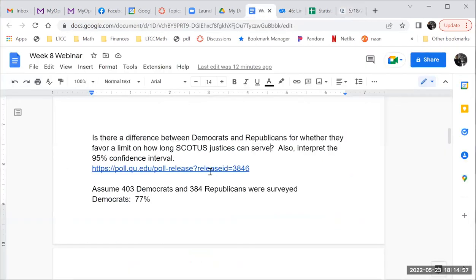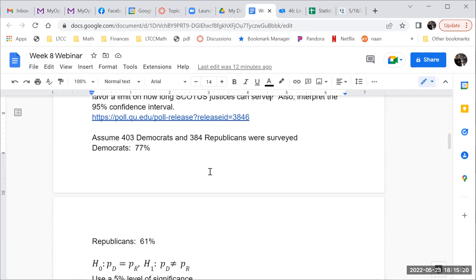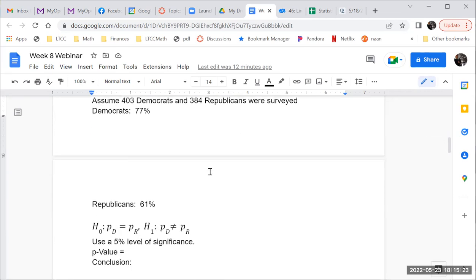Okay, so now we're going to follow the way of doing things. And the way of doing things, what's the first thing you do in doing a hypothesis test? And I'm also going to do a confidence interval for the difference. State the hypotheses. Exactly. We're going to state the hypotheses. And it's going to look a little different than last time because we now have Democrats and Republicans.